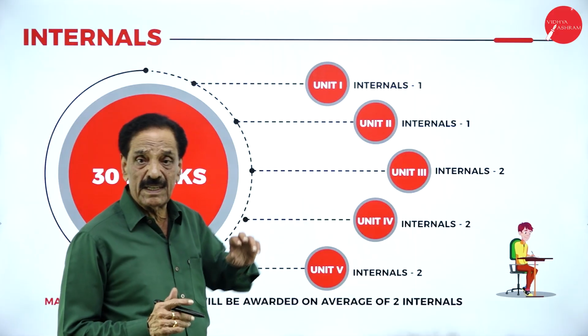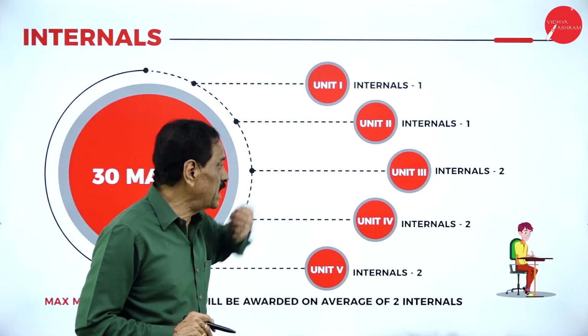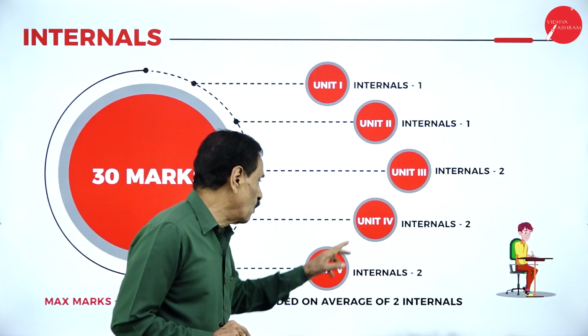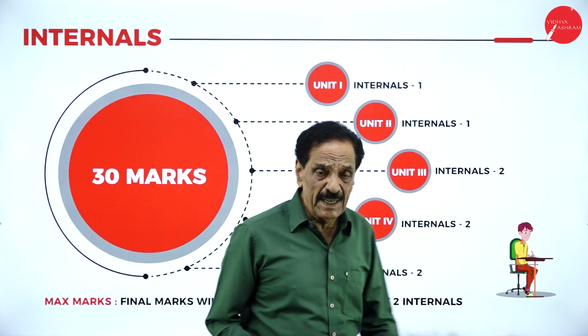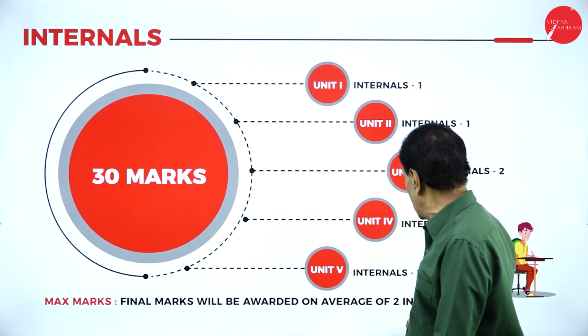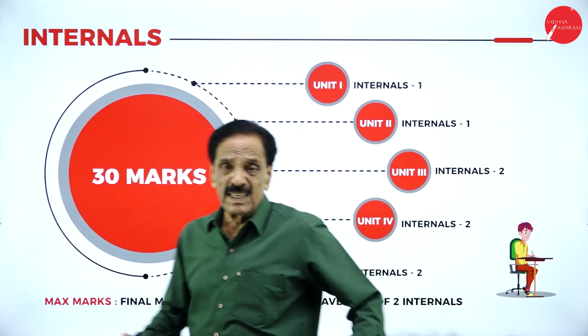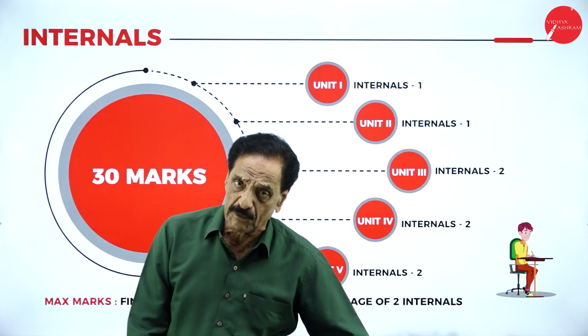In the first internal, we combine first and second units together. This is the first internal. This is 3, 4, 5, all combined together. We'll do the second internal. Then the final marks will be awarded as an average of the 2 internals. Take the average of the 2 internals and the internal marks will be kept here for you.